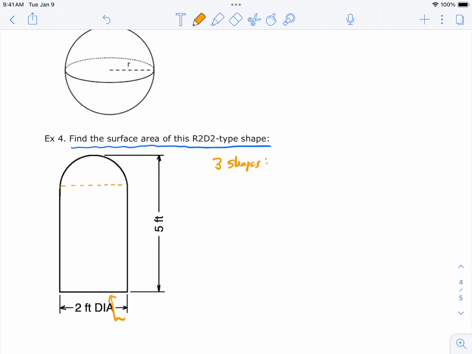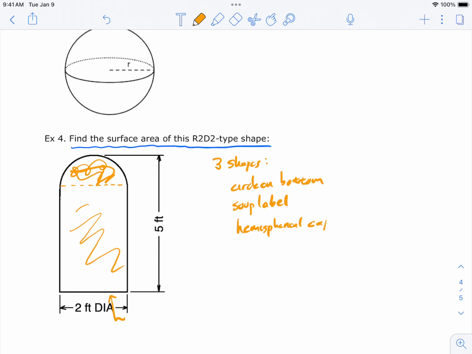Don't forget, we got a circle on the bottom. And then wrapping around the cylinder is going to be a soup label. I just like to call it a soup label. And then we've got this, it's not a sphere, it's a hemisphere, a half sphere. Hemispherical cap. So there's 3 shapes to worry about here: the hemispherical cap, the soup label, and the circle on the bottom. And you just get one at a time. Maybe I'll call this A, B, and C.